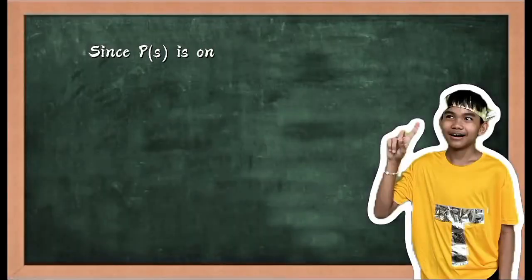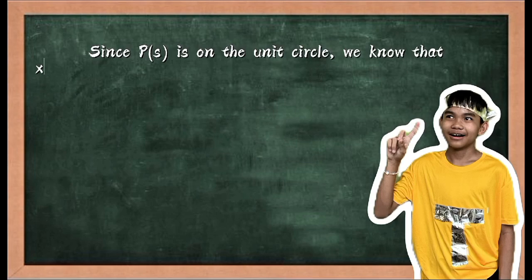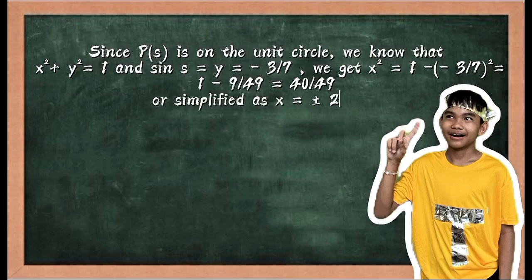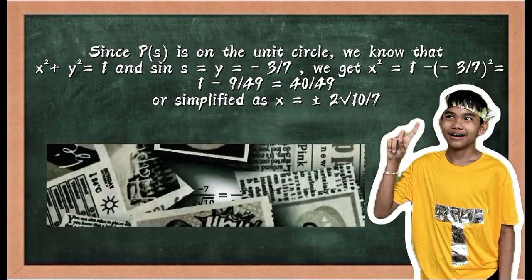Let P of s equal (x, y) be the point on the unit circle and on the terminal side of angle s. Since P of s is on the unit circle, we know that x squared plus y squared is equal to 1, and sine s is equal to y, which is equal to negative 3 over 7. We get x squared is equal to 1 minus the quantity negative 3 over 7 squared, which is equal to 1 minus 9 over 49, which is equal to 40 over 49, or simplified, x is equal to plus or minus 2 square root of 10 over 7.